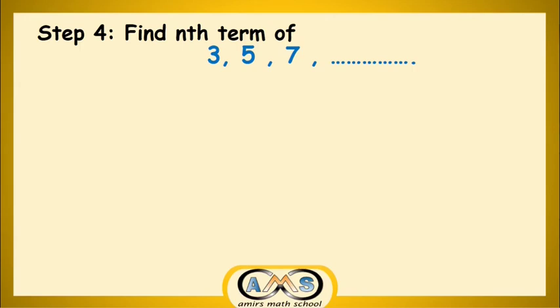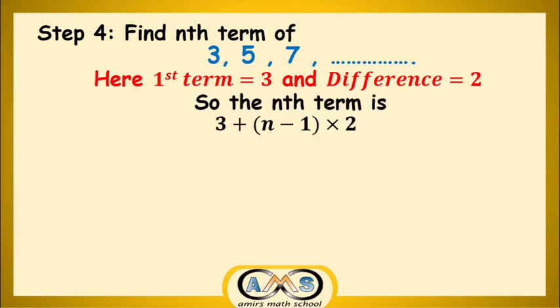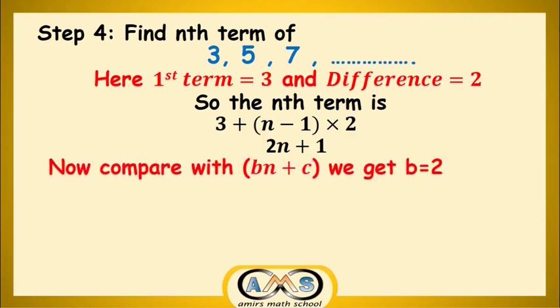Using the formula for finding the nth term of a linear sequence, we can easily find the nth term for this sequence. Here the first term is 3 and the difference is 2. That is the common difference, or we can call it the first difference. So the nth term is 3 plus n minus 1 into 2. After simplification, we get 2n plus 1. This is the nth term of this sequence. Now compare with bn plus c: we get b equal to 2 and c equal to 1.